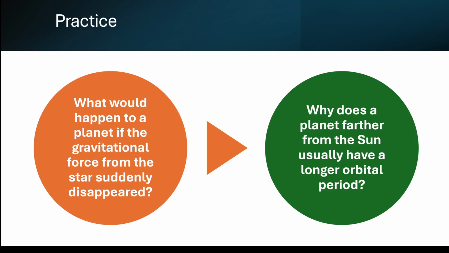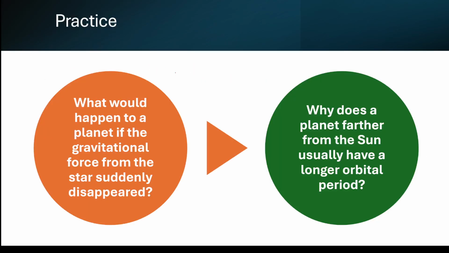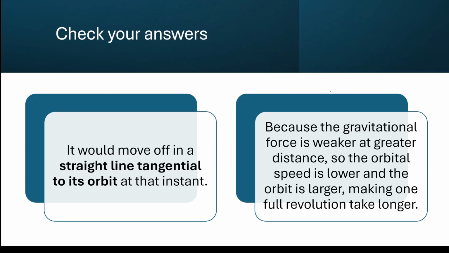So if the planet is farther from the sun, if I increase the distance, let's say the sun, planet, another planet, another planet. So larger distance from the sun means force decreases. So if force decreases, the speed of rotation decreases. It moves slowly, so obviously it'll take more time to complete one circle. So the time period increases, so longer orbital period. So that's your answer. Pause and check.